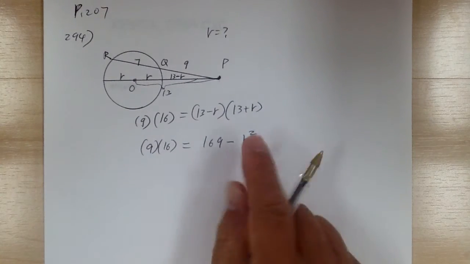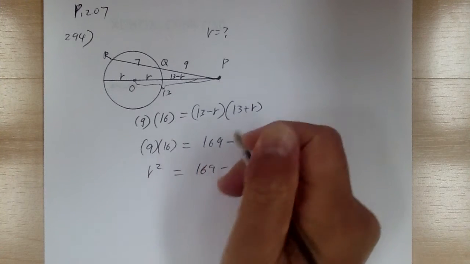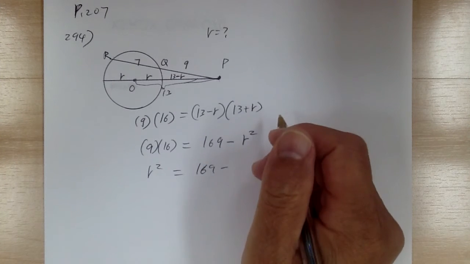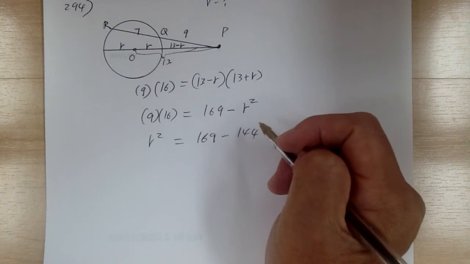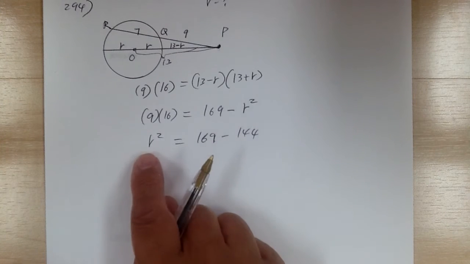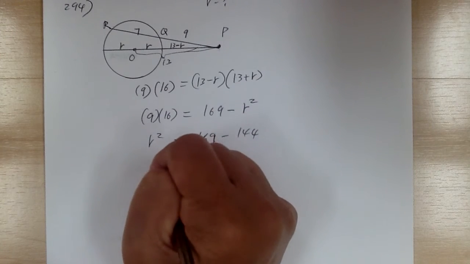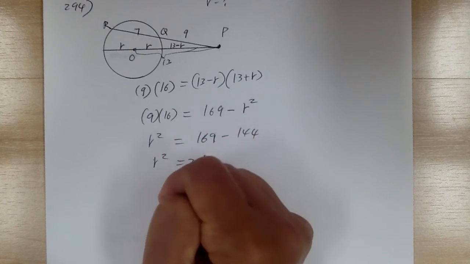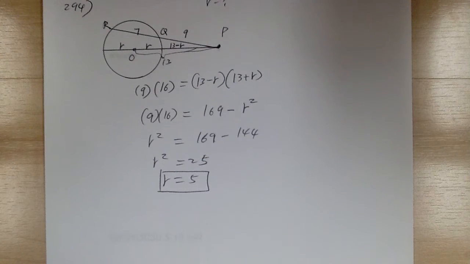And let's move things around. So R squared equals 169 minus 144. If you recognize this is the square of 12, this is the square of 13, so this should be a 5. So 5, 12, 13. But if you don't see that, that's okay. So you got R squared equal to 25, so R equals 5. Okay, let's go to 295.